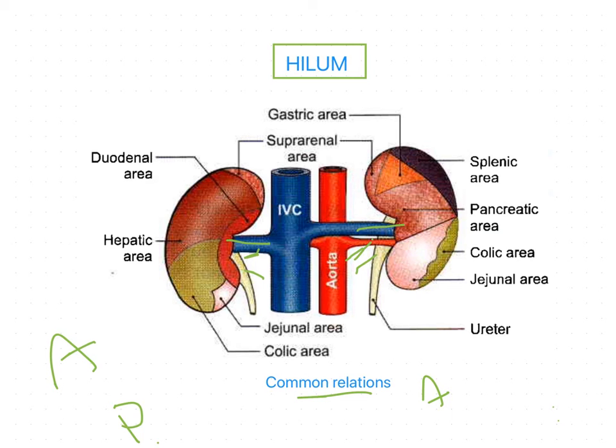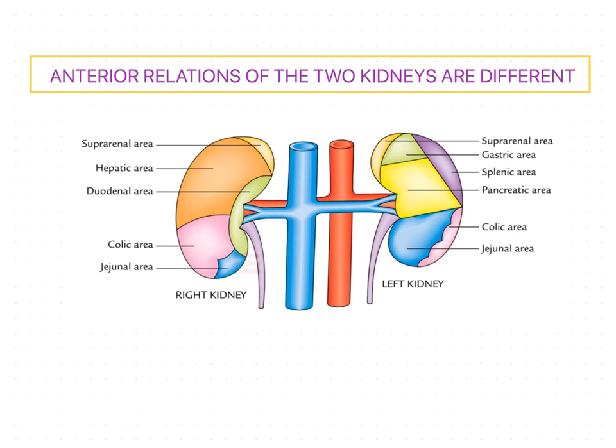5 branches. Out of the 5 branches, 4 are present anterior to the renal pelvis, whereas only one branch is present posterior to the renal pelvis. So these are the common relations for both the right kidney as well as the left kidney at the hilum region. Now we will move on to the anterior relations of the two kidneys.